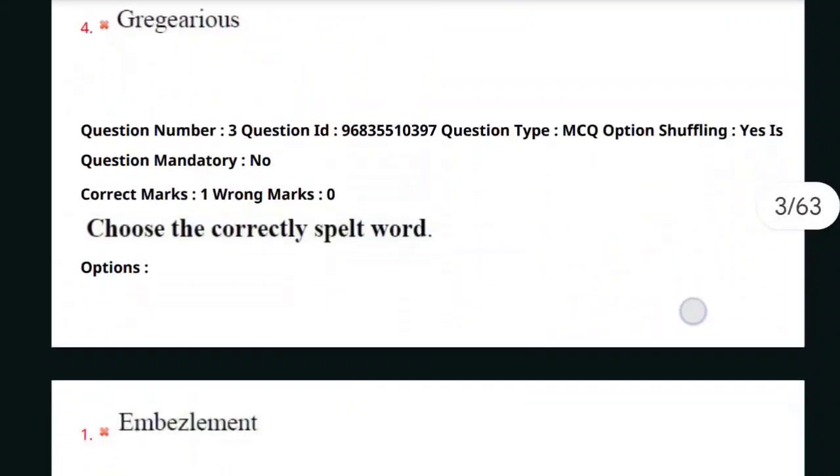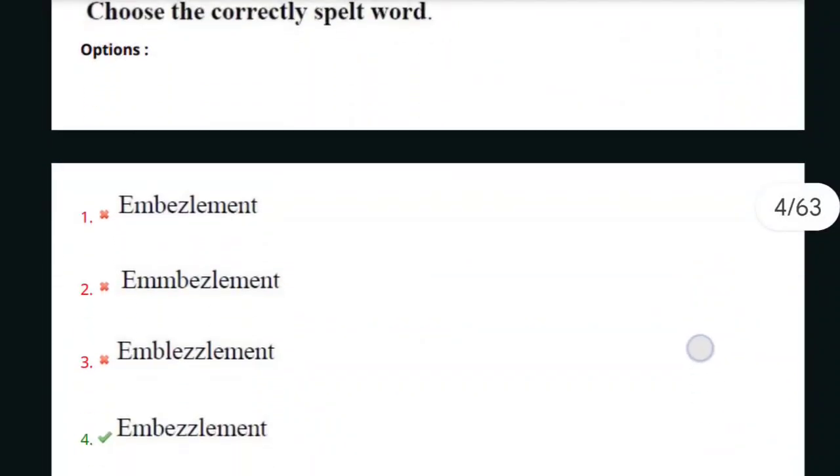Let's move to third question. Again they ask the question on correctly spelled word. Here we have 4 options, and the correct answer is embezzlement. Fourth option is the correct answer, embezzlement. And embezzlement is a noun which means theft. Theft or misappropriation of funds or money placed in one's trust. Yes, it means theft or misappropriation.